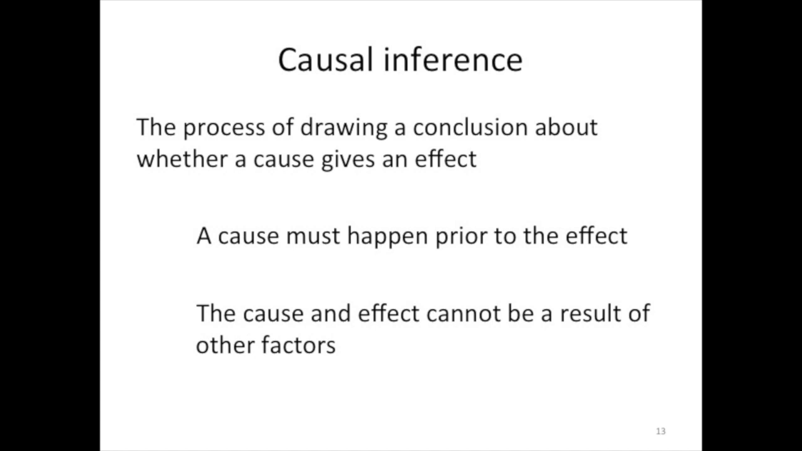Epidemiology textbooks are in fact not that good at describing causal inference with one sentence. Epidemiologists write several pages up and down on what causal inference is. I therefore summarized the most important characteristics. Causal inference is the process of drawing a conclusion about whether a cause gives an effect. So, drastically simplified, to do so, we must be sure that the cause happened prior to the effect, and that the cause and effect cannot be a result of other factors.